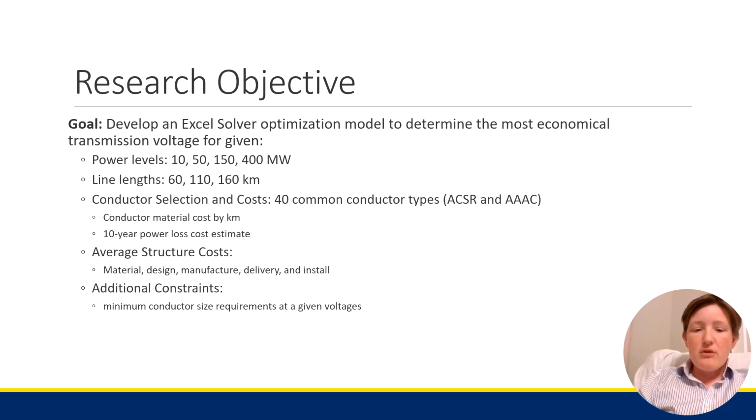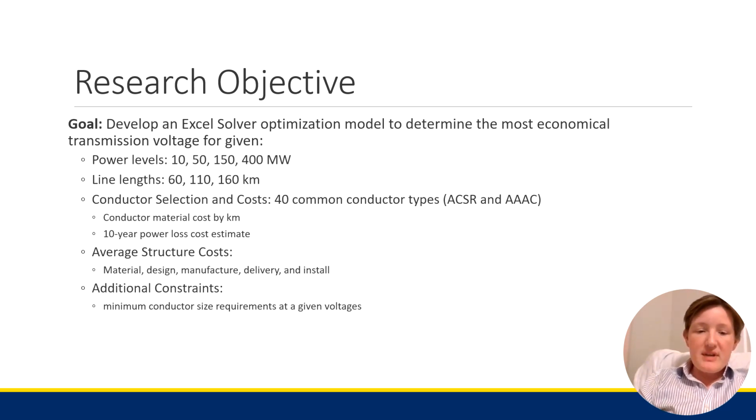The conductor material was broken down in a cost by kilometer reference, and then the 10-year power loss was estimated based on the given factors for each time the model was run. Average structure costs were also brought in as a parameter.